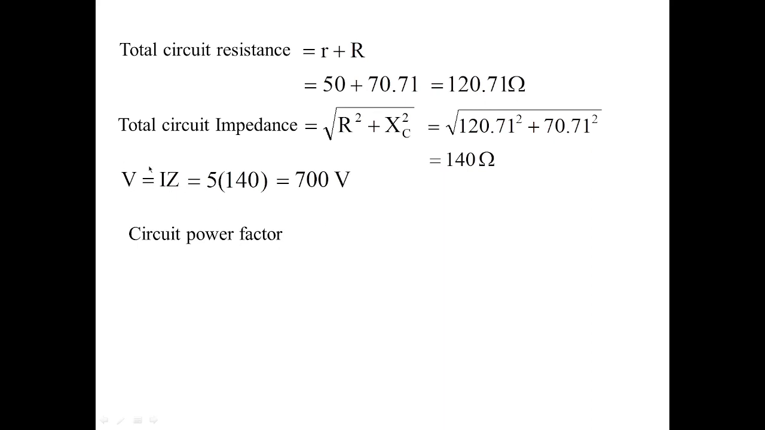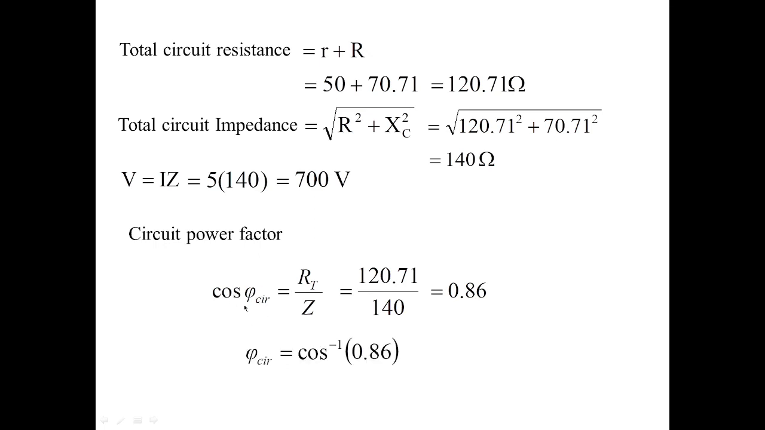Now once we obtain the input voltage, calculate the circuit power factor. So circuit power factor we are treating here as cos phi circuit, indicating the circuit power factor, which is nothing but R total by impedance. R total, as I told you, this R here is equivalent to R total. So this entire value of resistance, the total resistance, is nothing but R total. That is nothing but 120.71 divided by 140. So 120.71 divided by 140 is equal to 0.86. So this is the value of circuit power factor.